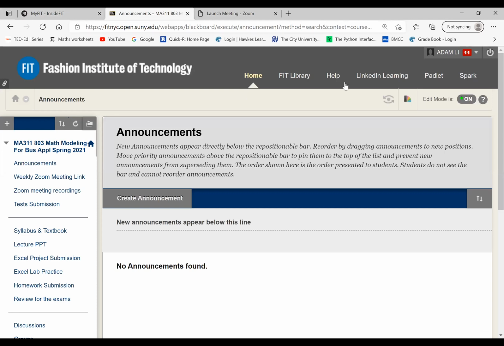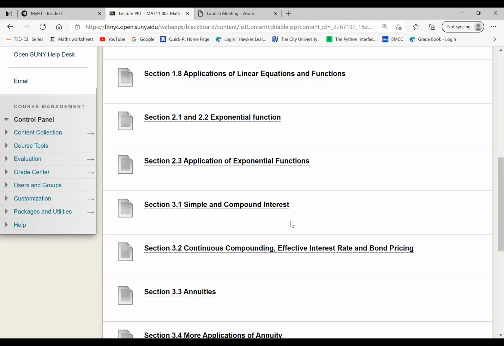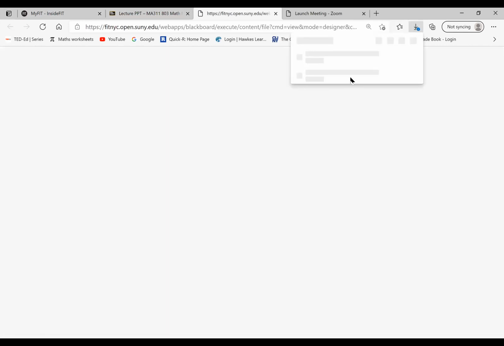All right, so let's get to that. So last chapter, chapter 4 is mainly about the probabilities. So let's look at it. So let's go to section 4.1. Let's take a look at some basic concepts of probabilities. You can open the PowerPoint.